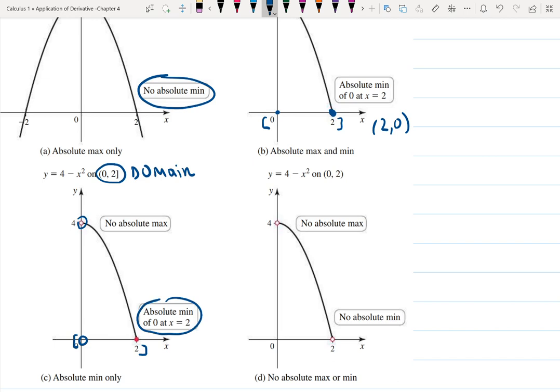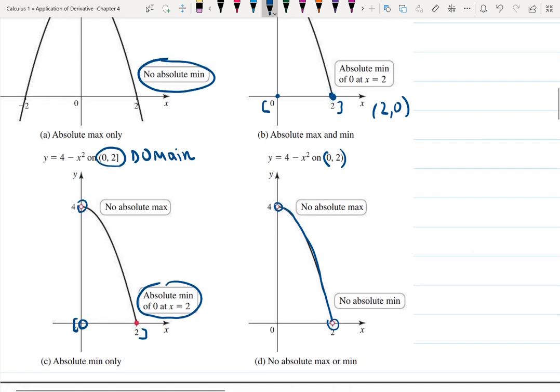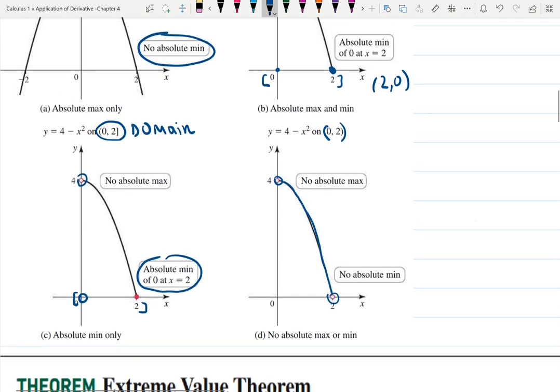And finally, if I don't include both ends, then there is a case when there is no absolute minimum and no absolute maximum. Even though the function is obviously decreasing over here, we still cannot claim that there is any absolute extreme value at all. So this is a nice example. So the answer to that question was no.